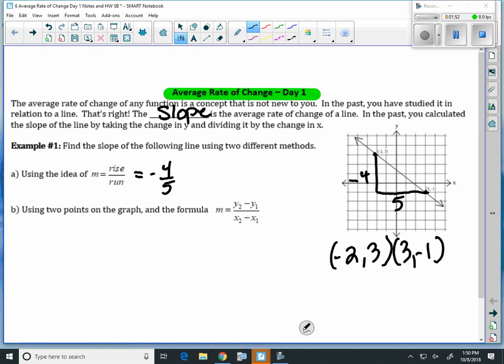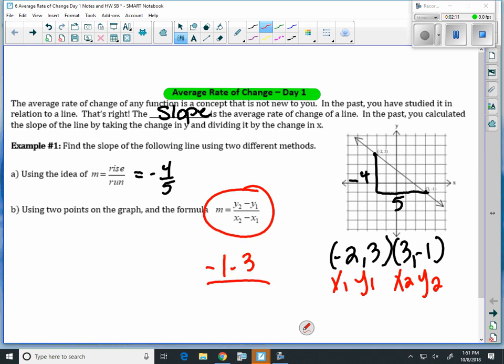Okay, I always label mine x1, y1, x2, y2. I always label those guys. Okay, and then you simply just plug your numbers into the formula right here. So we'll have y2 minus y1. y2 is -1 minus y1, which is 3. And then x2 is 3 minus x1 is -2. Now, in the denominator, we have double negatives. What does that mean? Yeah, it should be a positive. So here we get -4, and this is a 5 because those turn positive.